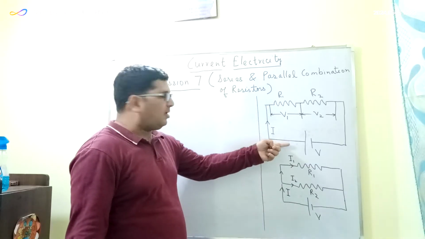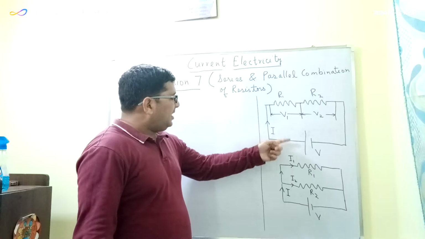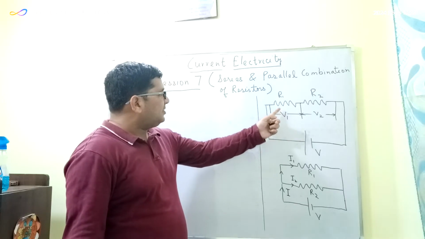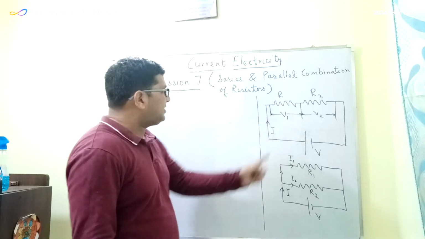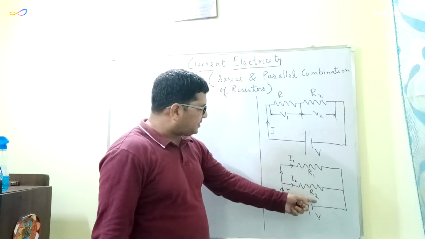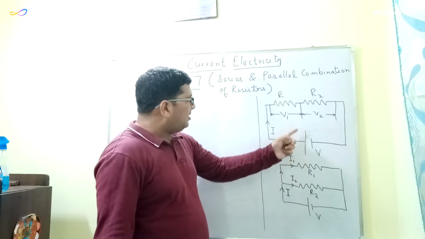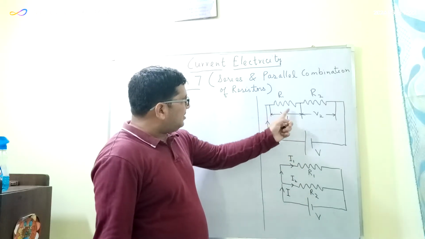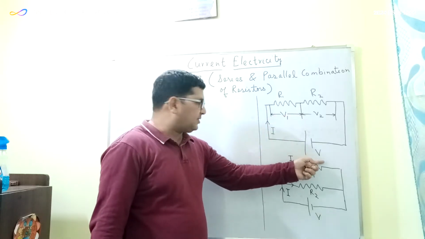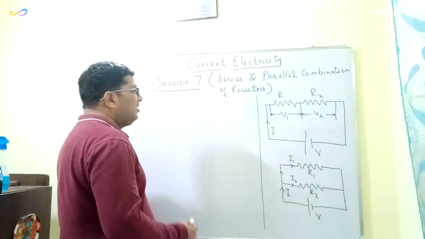So here I have already drawn one diagram. In the first diagram, there are two resistors which are connected in series, and in the second diagram these two resistors are connected in parallel, and these resistors are then connected to an external voltage source as shown in this figure.